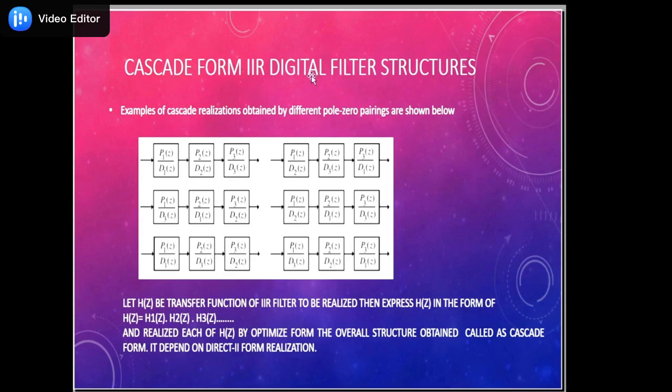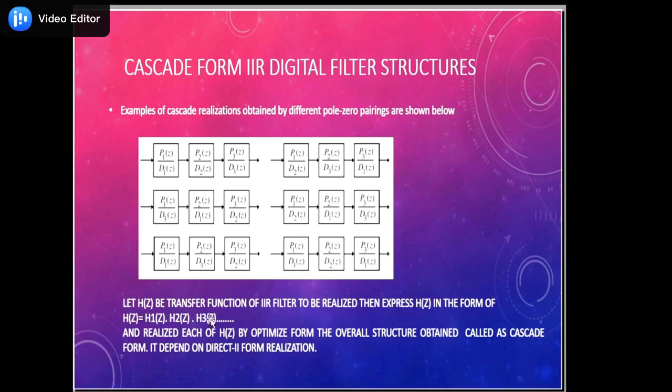Then the cascade form of the digital filter structure. For example, the cascade realization is obtained by different pole-zero pairing as shown below. Suppose you have the first terms generated, that will be H1(z), H2(z), H3(z) from the input side to the output side. Then you perform the pairing P1(z)/D1(z), P2(z)/D2(z). That will be the generalized structure provided by the cascade form.